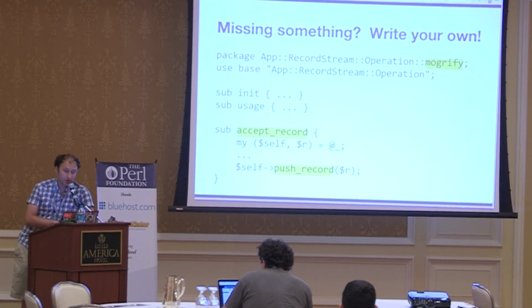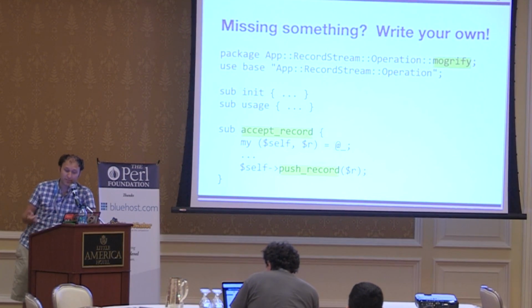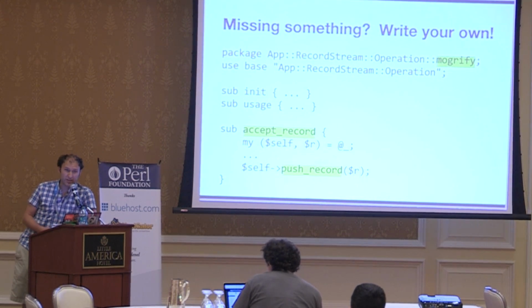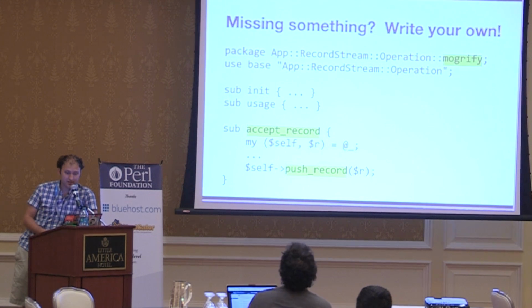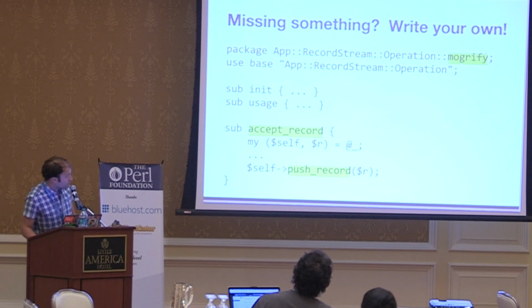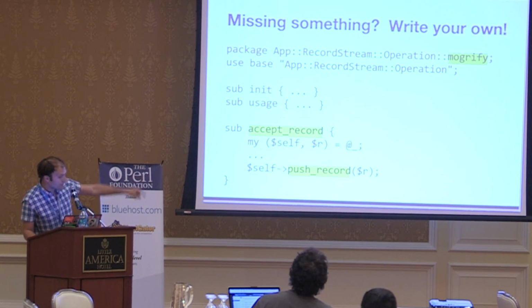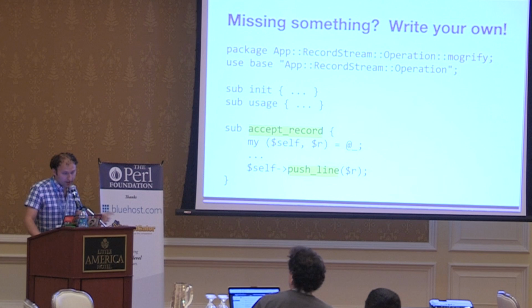So in this case, you could write your own operation subclass that defines a few required methods. And the command dispatcher will automatically pick these up if it's in your @INC somewhere. So just look at the output of rex --list to see if it's found. In this example, an operation named mogrify accepts records and outputs records. You can also define an accept line method if you want to handle textual input lines, or use the push line method if you want to accept records but output text lines. And so these are what the input-output edge commands do, the from commands and the to commands.